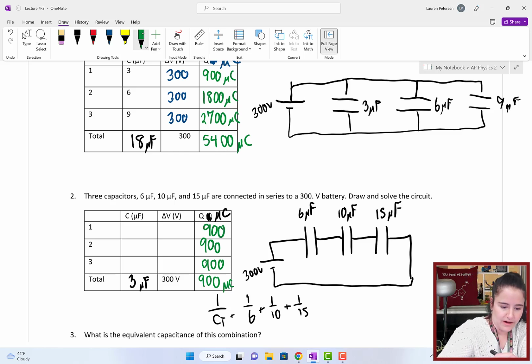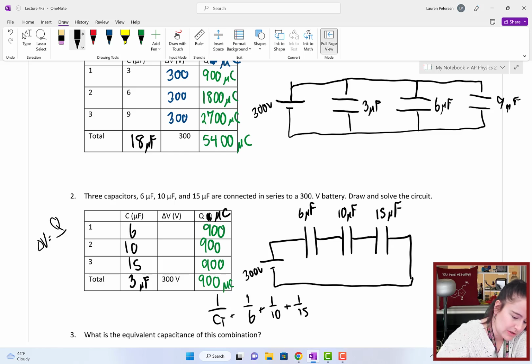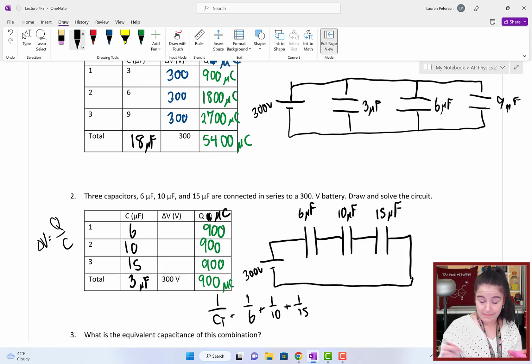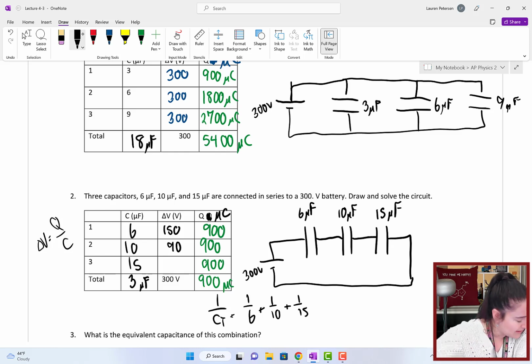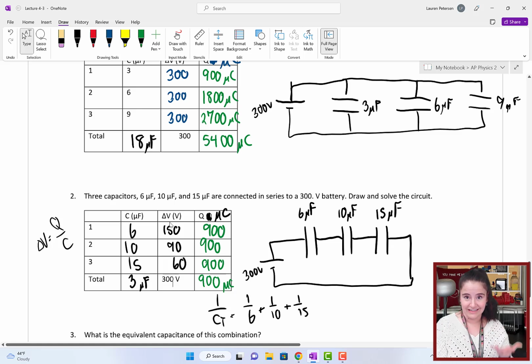Since we know their capacitances, 6, 10, 15, we can just find the voltage from delta V equals Q over C. So we've got 900 microcoulombs divided by 6 microfarads. The micro and the micro cancel out. So we get 150 volts for this one, and 90 volts for this one, and 60 volts for that one. And of course, we always want to check that indeed they do add up to that 300 volts.